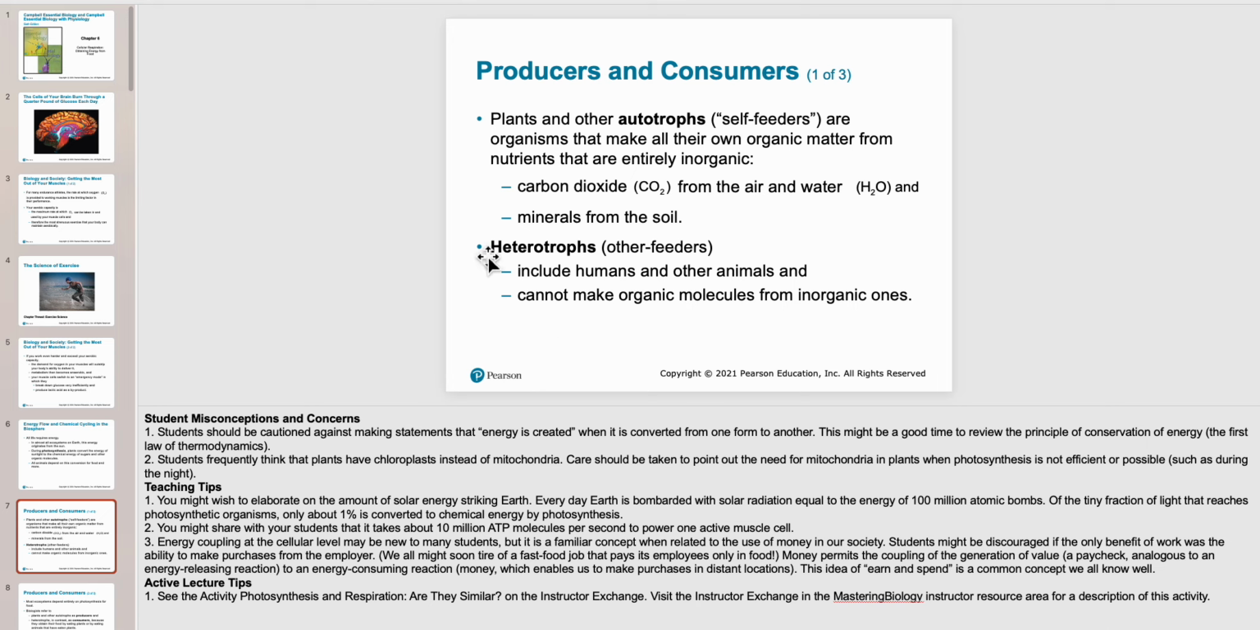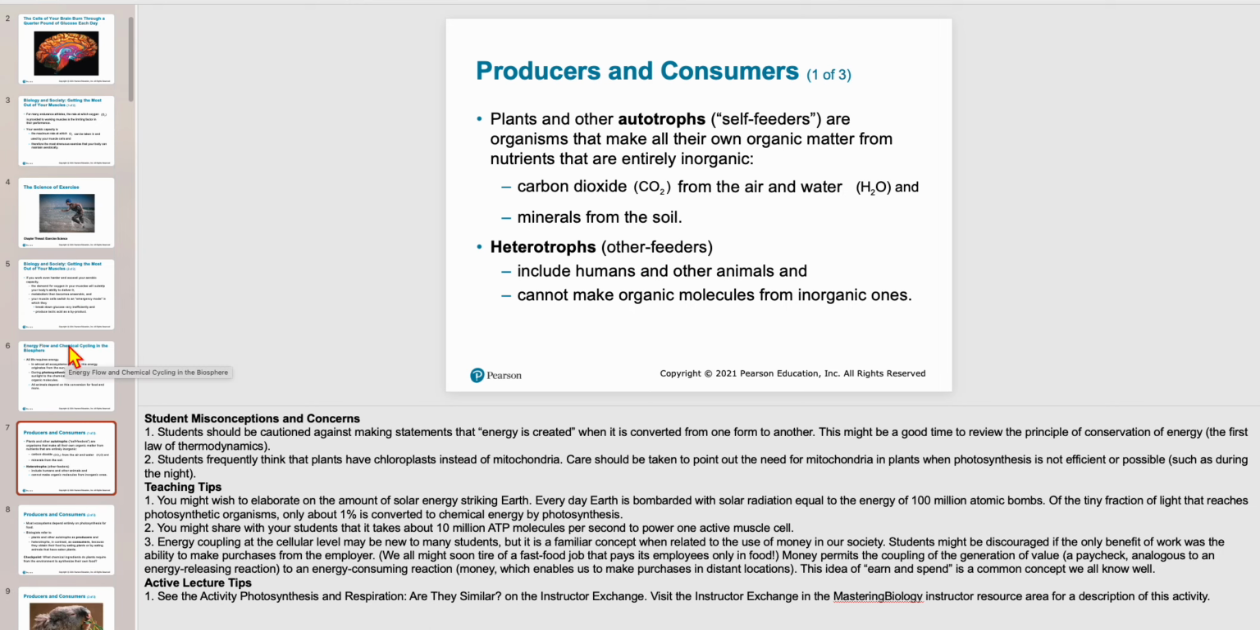Okay. Then at the bottom, we have heterotrophs. That's what we are. We are heterotrophs, other feeders, meaning that we don't make our own energy. We use energy from an outside source. So humans and other animals, we don't make our own organic stuff. We don't make glucose on our own. We have to get it from somewhere. So heterotrophs. Okay, this is always a test question somewhere. So you should know what autotrophs and heterotrophs are. Plants are autotrophs. We, animals and humans, are heterotrophs.